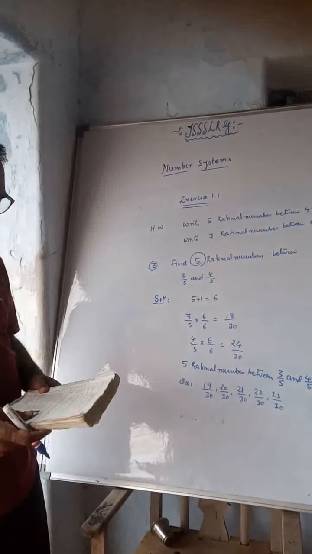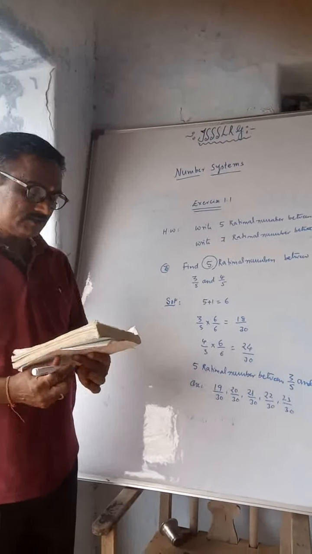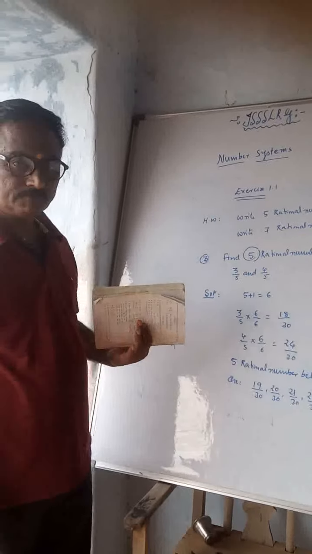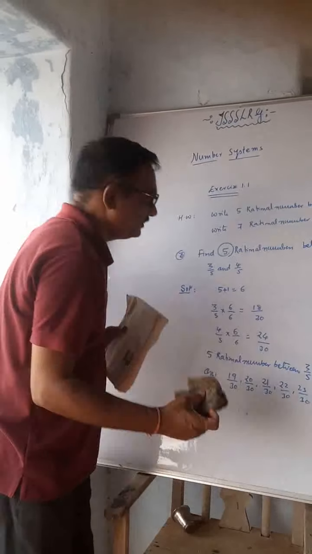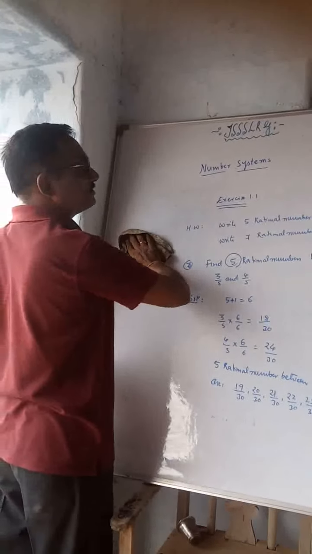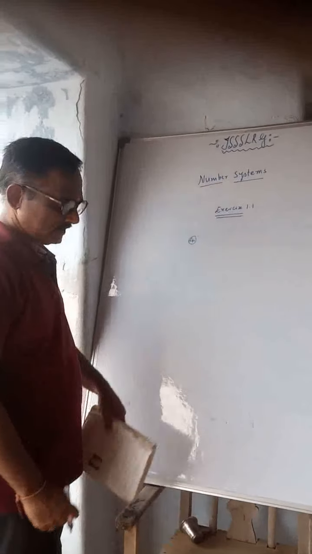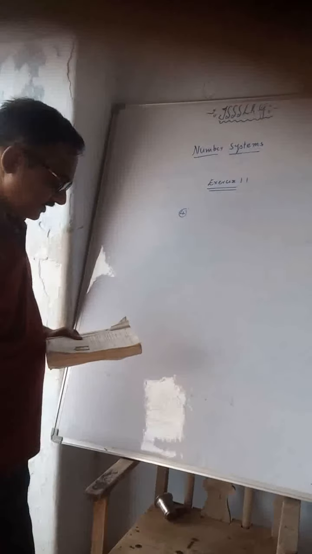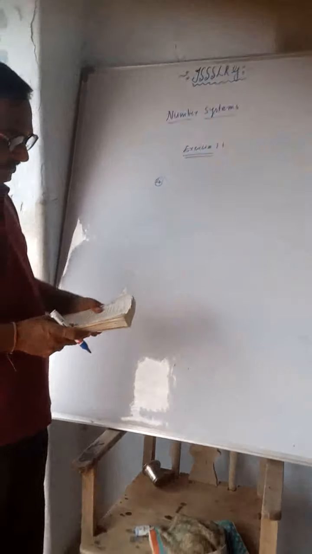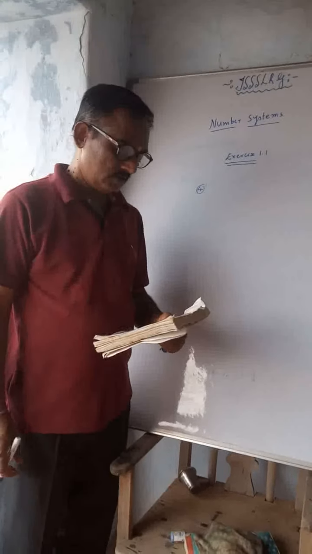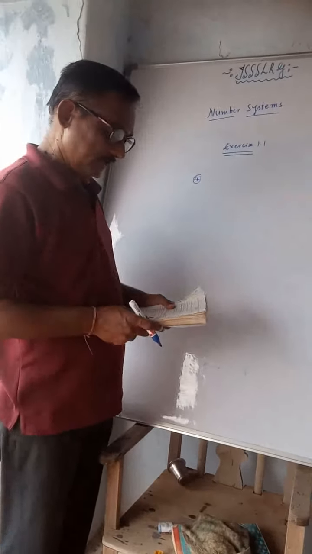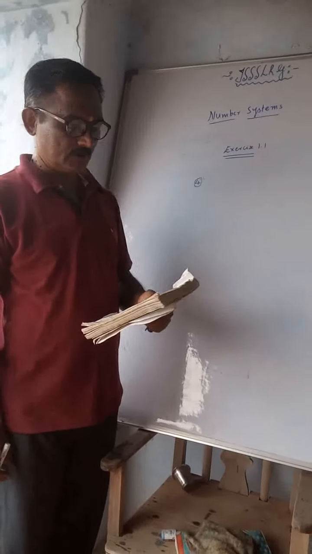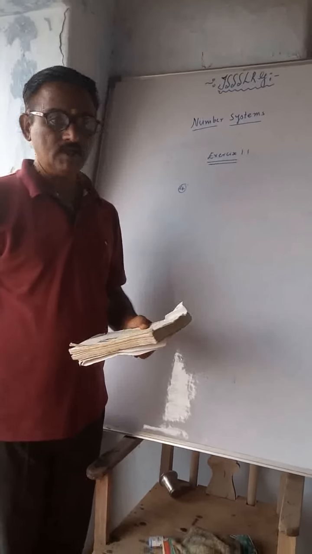The last question, the 4th: state whether the following statements are true or false. Give reasons for your answers. Now this question you are going to work out on your own by using the points which we have learned so far. I will give you the clue. Every natural number is a whole number. That means the whole numbers are a collection of the natural numbers and 0.